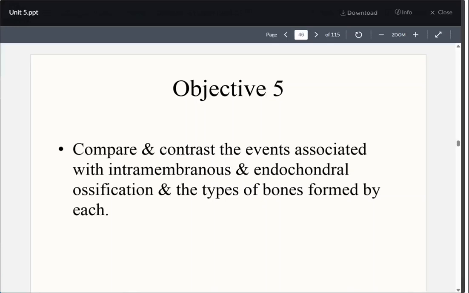All right, so for the next approximately 11 slides, we are going to be discussing how we create bone, specifically from cartilage. So think growth spurts.